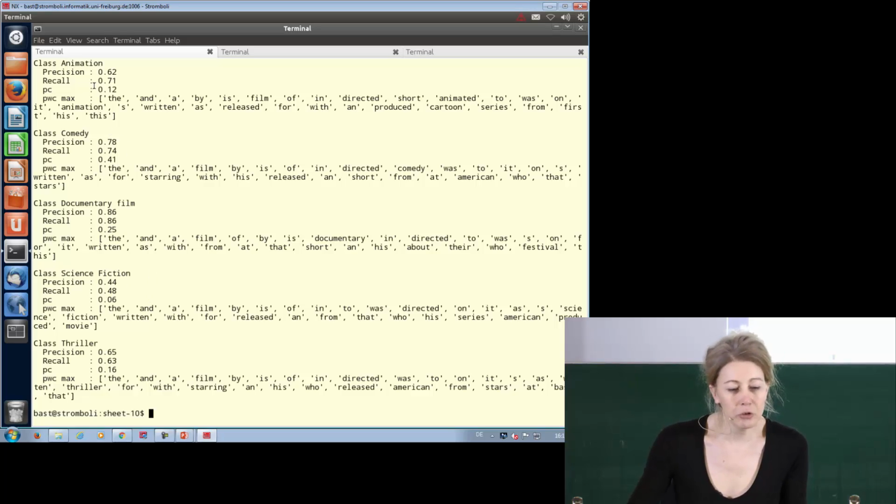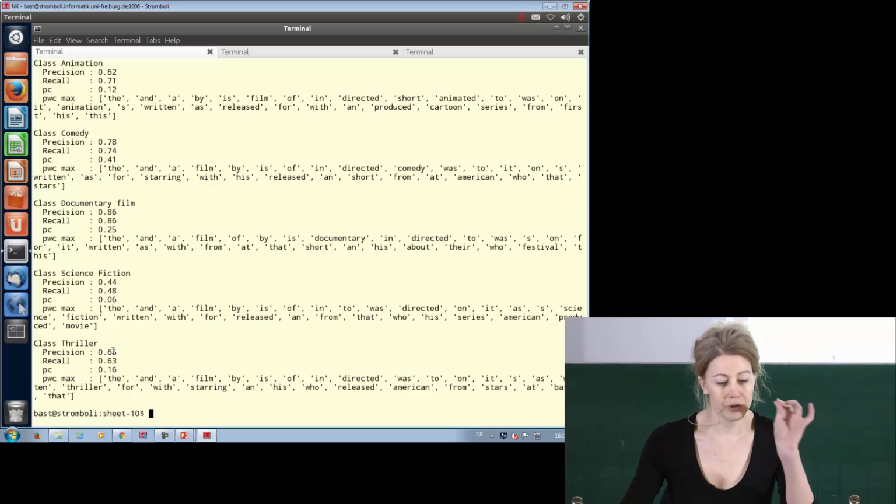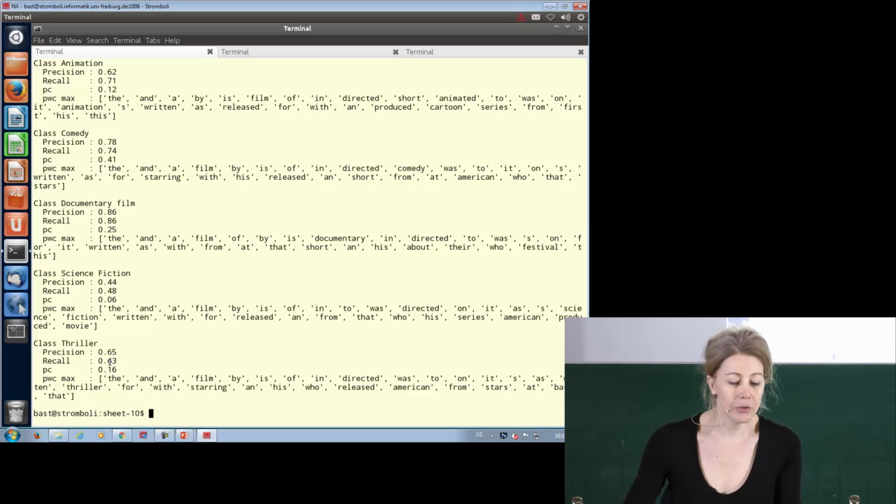And then you see something like this. Those were typical values which many of you reached. This is 65% precision, which means of 65% of the times where the algorithm said it's a thriller, it's really a thriller, right? And of all the thrillers, which are really thrillers, 63% were found. So you see that precision and recall are very similar. You also see that some classes work better than others. Documentary worked best, right? And science fiction worked worse.